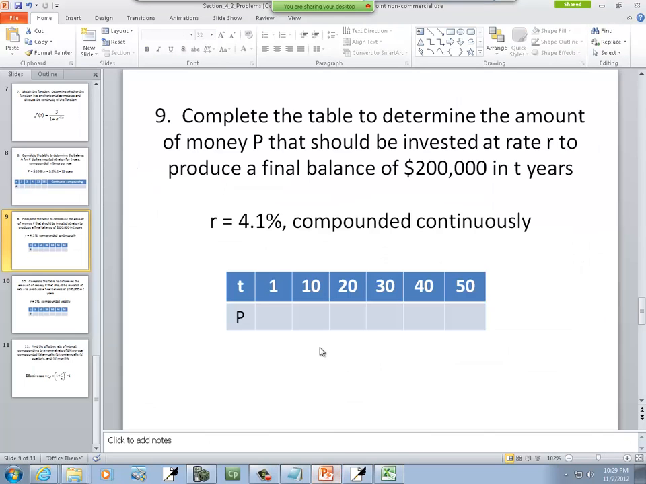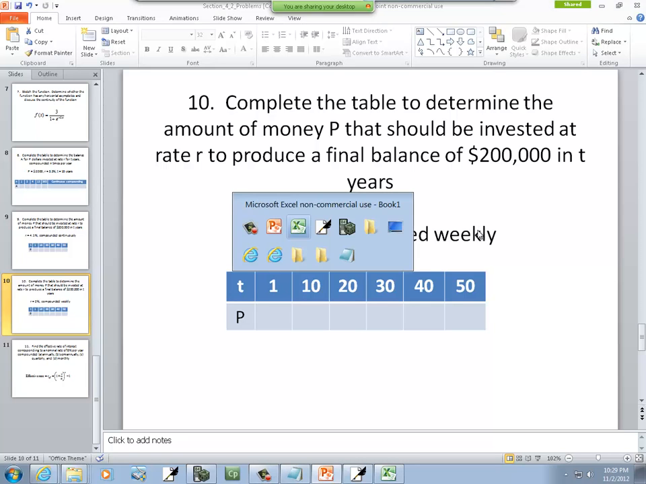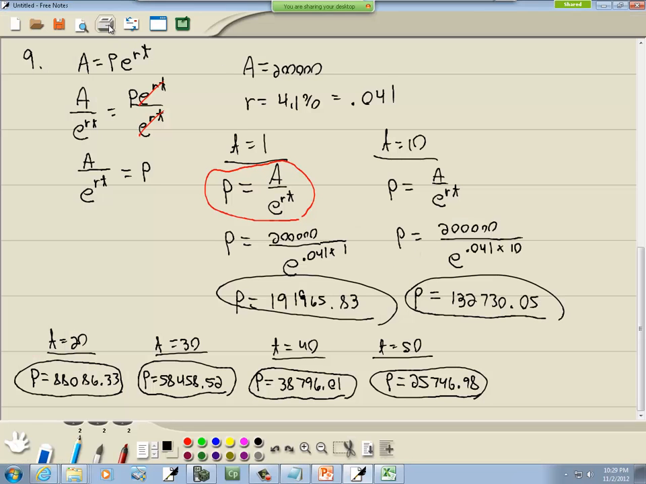Okay, enough of that problem. Let's go to our next one. This says complete the table, determine the amount of money P that should be invested at the rate R to produce a final balance of 200,000 in T years. It's compounded weekly. So this is the other formula. Let me save this.